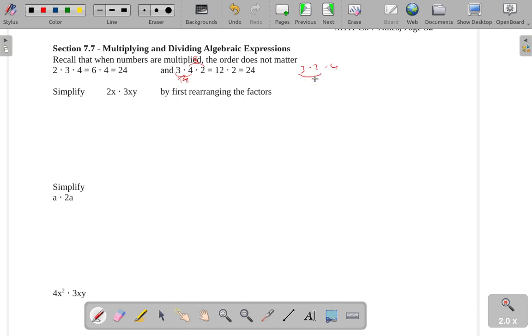You could do the 3 and the 2 first: 6 times 4, which is 24. So you can move them around, put them together however you'd like, as long as you still have the same factors, the end result is going to be the same.